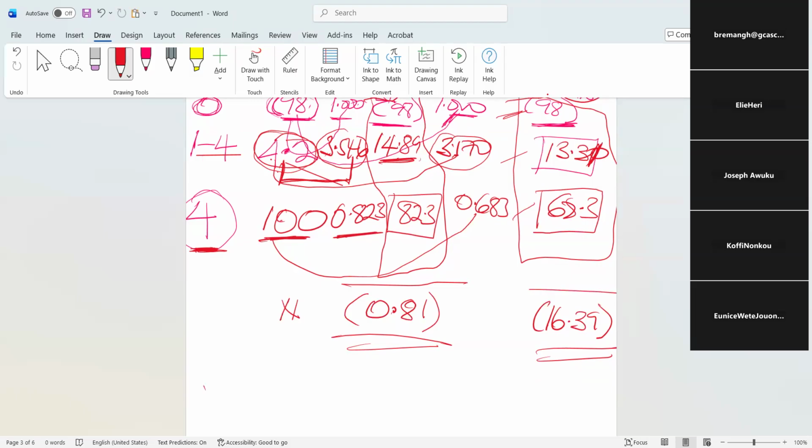Yes, that's what I got. It's negative 0.81. It's a negative. So this one becomes NPV1, and this one becomes NPV2.